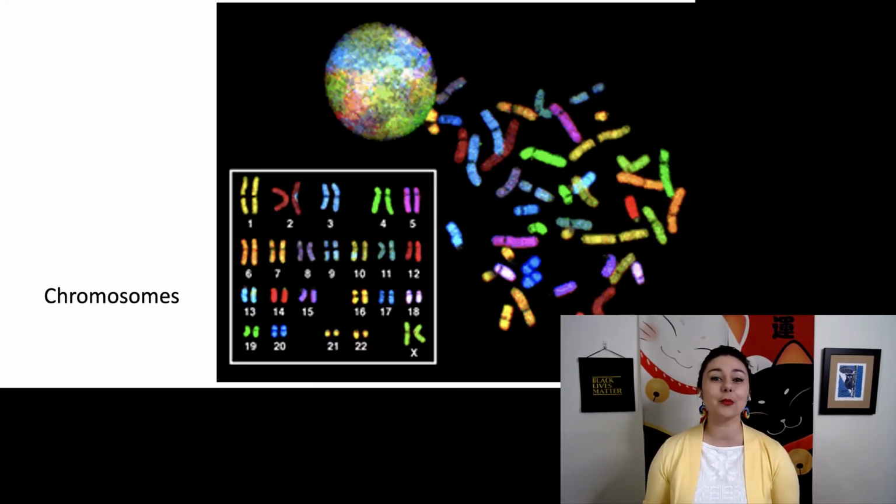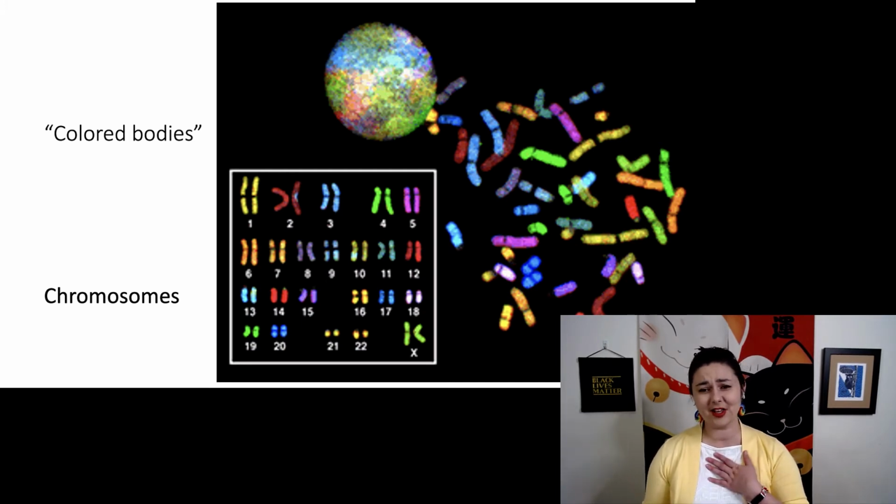Chromosomes are super compacted DNA, but this word was actually named before we knew what they were. Chromosomes literally just mean colored body. This here is a karyotype. That's just a fancy word for a picture of your chromosomes. One of my life goals is to get my own karyotype taken because that would just be really cool.